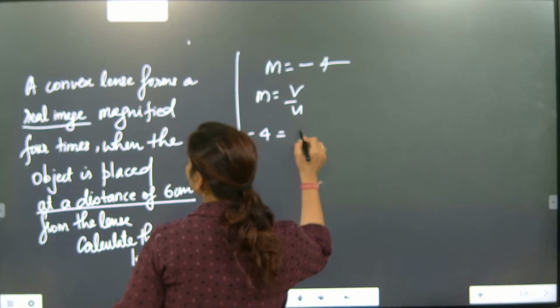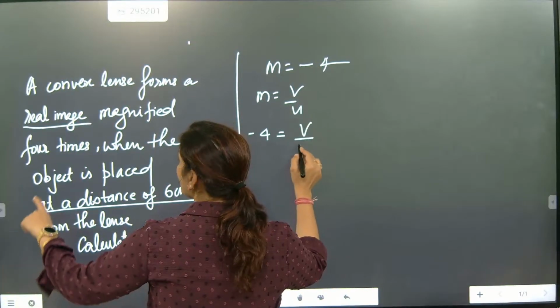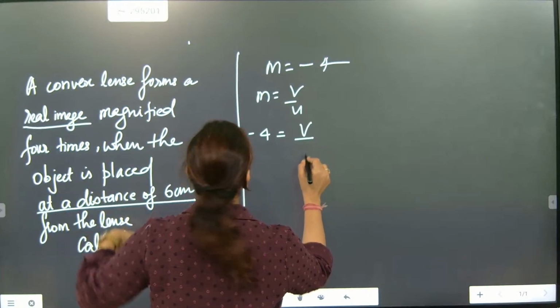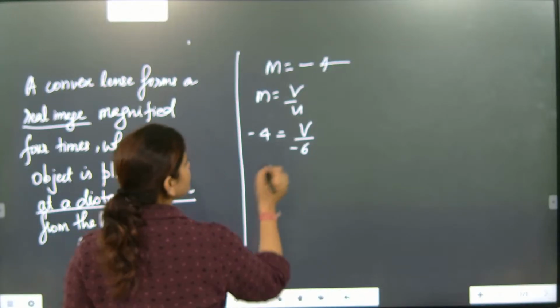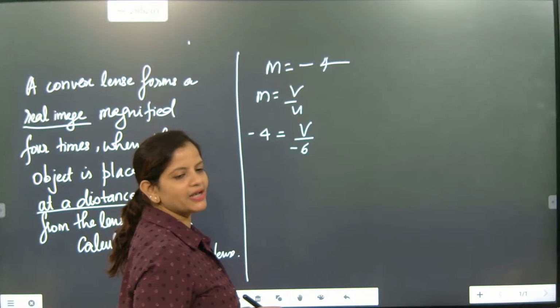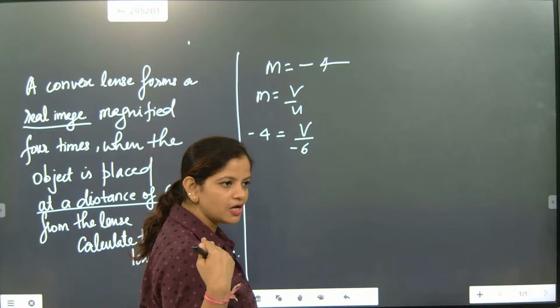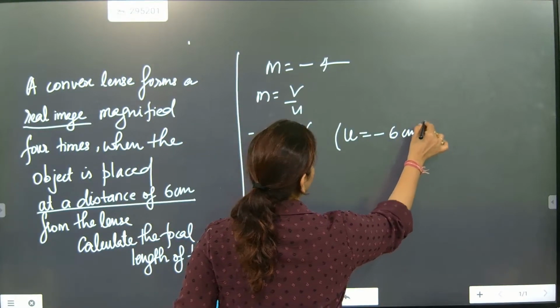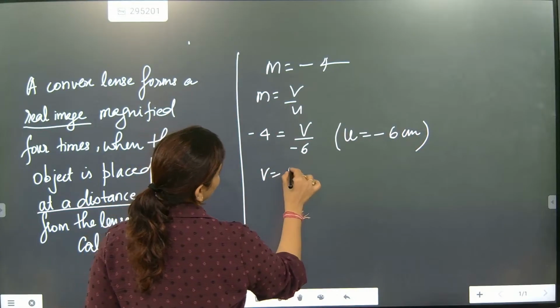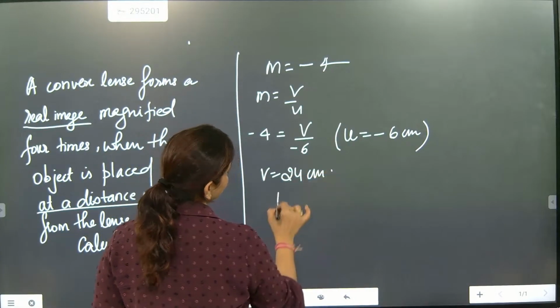Here V we don't know, but U will be minus 6, because the object is kept in front. So U will be minus 6. This is coming, so V is equal to 24 centimeters.